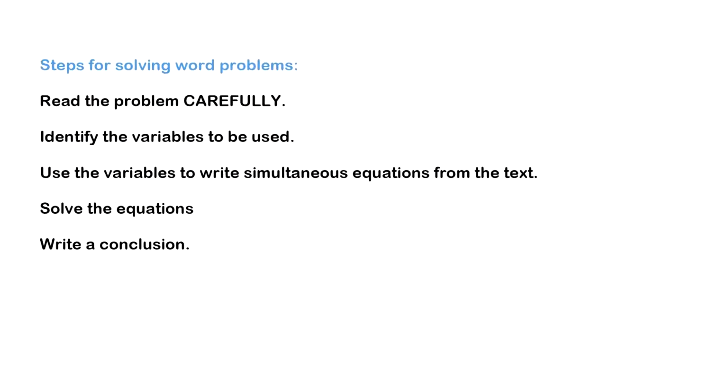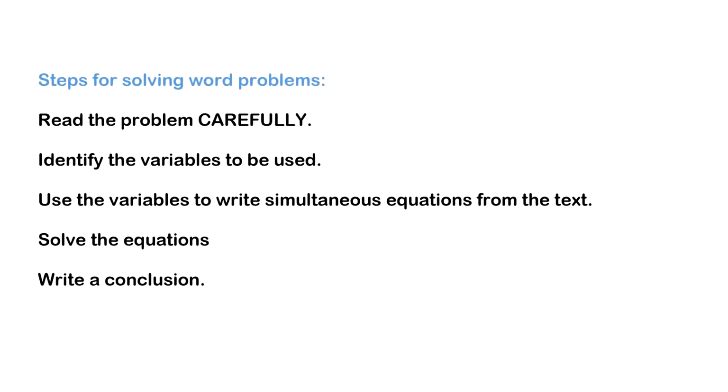Now, to recap this video, remember your steps for solving these word problems. You want to read the problem carefully. Identify the variables that you're going to be using. So if it's boxes, use B. If it's hats, use H. If it's something red, use R. Now, use those variables to create two simultaneous equations from the text. And then what you do is you solve those equations and write a concluding statement that is directed towards the problem in the text.